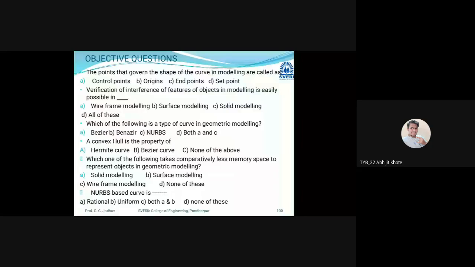So the question is, which of the following is a type of curve in geometric modeling? First option is Bezier, second Benazir, third NURBS, and D is both A and C. Which is the correct answer?